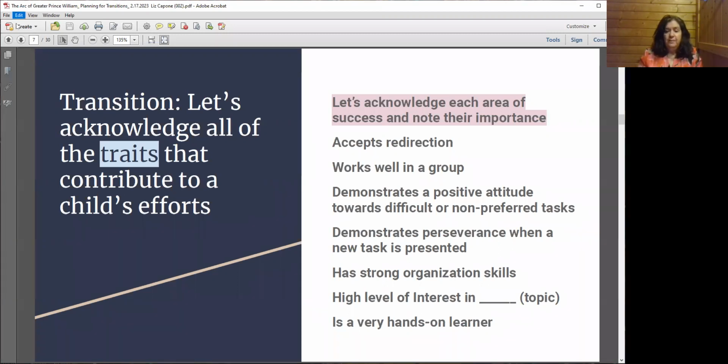If they're organized, some students I've seen, they come into class and they have their markers and they have this and they have that, and they are just the epitome of ultimate organization skills. That's a great trait. So extremely organized, and then a high level of interest in whatever.